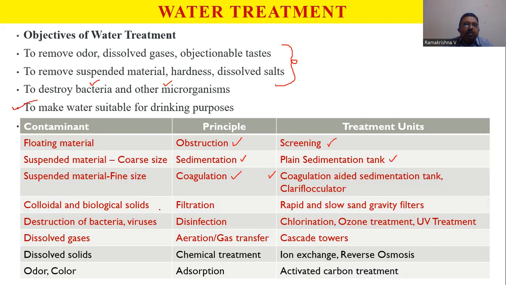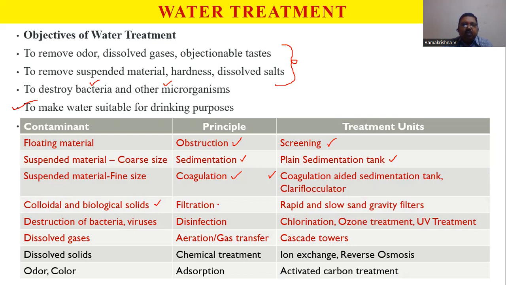So now, colloidal and biological solids. These suspended particles range in size from millimeters, where greater than 0.1 we call coarse size and less than 0.1 is fine size, down to 1 micron size. But particles of less than 1 micron size will also be there, along with some viruses. These are called colloidal particles. These colloids and biological solids are very difficult to remove because of their very fine size. They take a large amount of time.